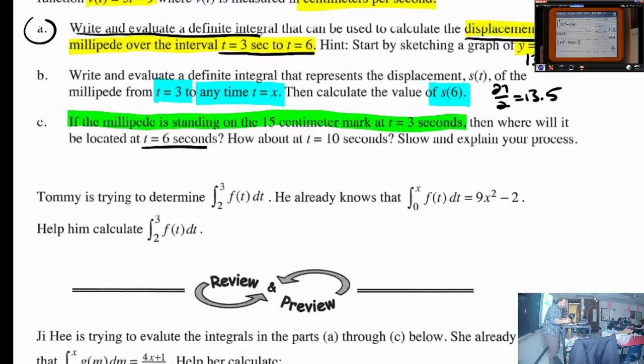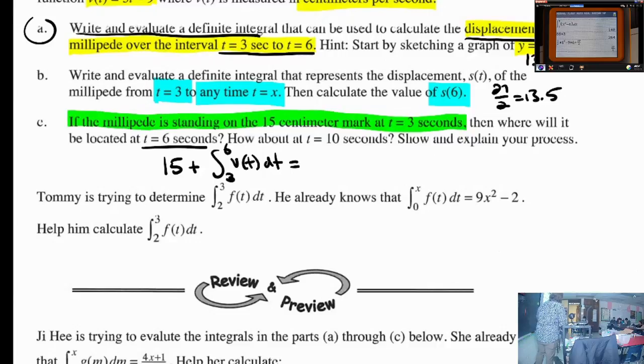What we need to do here is figure out, okay, it was at 15, and then we added on all this other stuff, the integral from 3 to 6 of v of t dt. That's a little more of a complicated way to say it, but that's setting up for how we're going to look at these problems later on. You have your initial position plus the change.